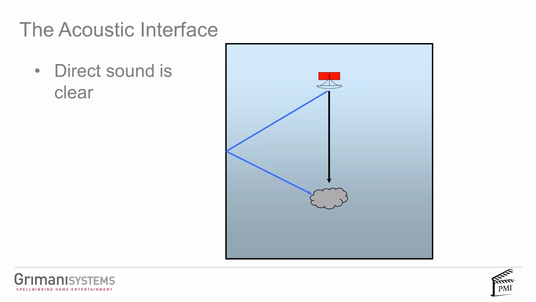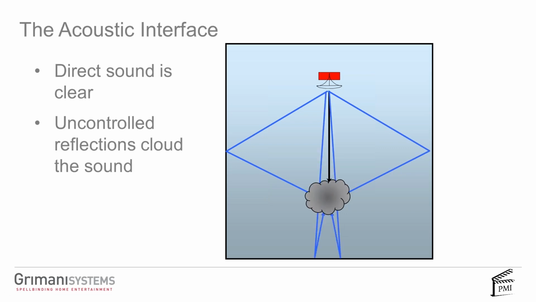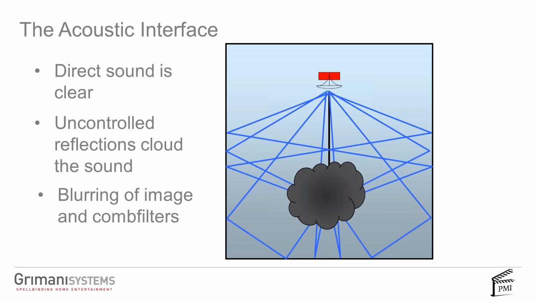So rather than hear a nice round sound image, that's what I'm trying to represent over here, an Easter egg, you're going to end up with a slightly cloudy sound. More reflections cause more clouding, more reflections that are out of control cause more clouding. And in the end, you end up with a royal mess. So with a lot of sound reflections that are not controlled, this is the real key. I'm not saying eliminate the sound reflections. I'm saying take control of them.